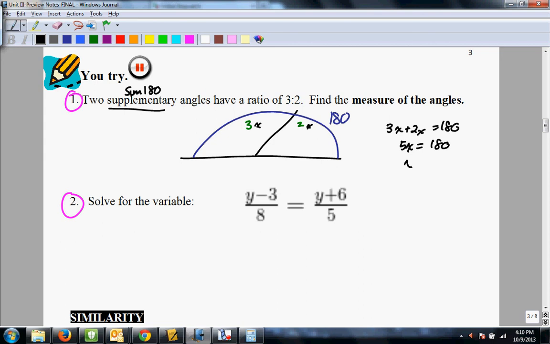And our something is 36. So 2 times 36 is going to be 72 degrees. 3 times 36 is 108. Now let's just check. 108 plus 72 does add up to 180. That's our first check because they have to be supplementary. Now we ask ourselves, does it have a ratio of 3 to 2? Well, 36 goes in there 3 times, 36 goes in there twice. 3 to 2 ratio. So our angle measures there would be 108 and 72.